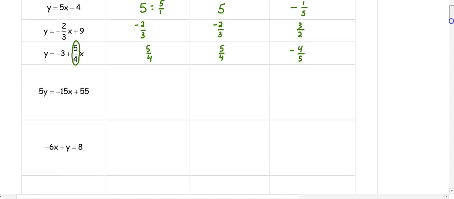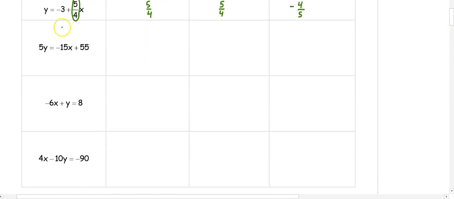Now in the next one, before I can do my slopes, I need to solve for y. So I'm going to divide everything by 5 here. y = -3x + 11. So that means that my slope is negative 3, or we could say negative 3 over 1. My parallel slope is negative 3. And my perpendicular slope is the opposite reciprocal. So I'm going to make it positive now and flip my fraction to become 1/3.